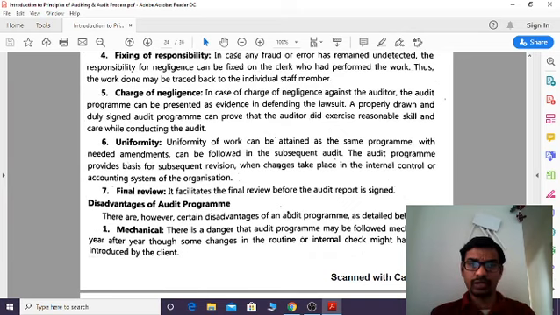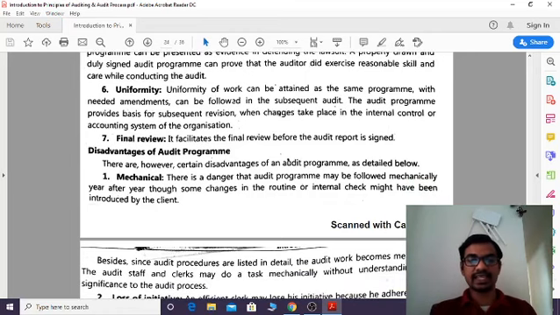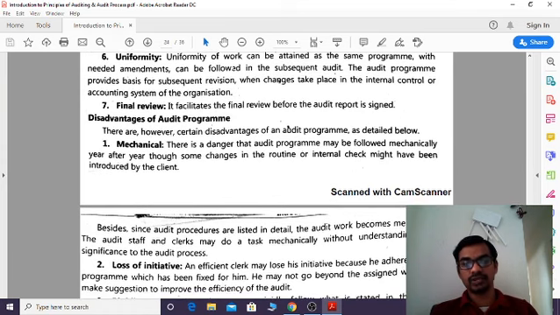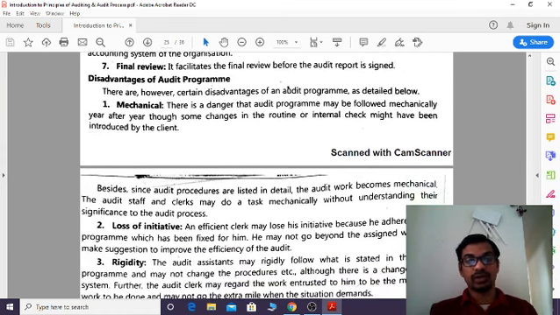Under the audit work, each and every kind of activity is conducted uniformly with the help of what? With the help of the audit program. Why? Because it is a certain kind of timetable. And the last one is the final review. It facilitates the final review before the audit report is signed by the auditor. So in this way, these are the various advantages of the audit program.